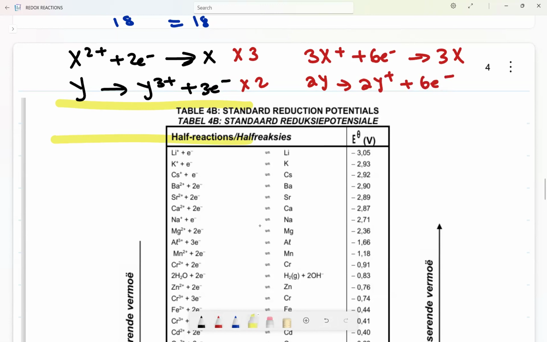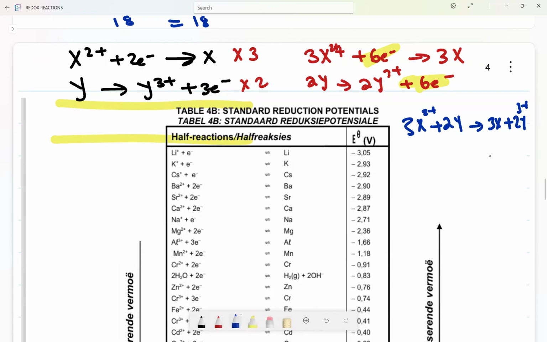And then here, the reactants are going to subtract this one, and I'm going to be left with 3X2+ plus 2Y, giving me 3X plus 2Y3+. The charges are balancing here.